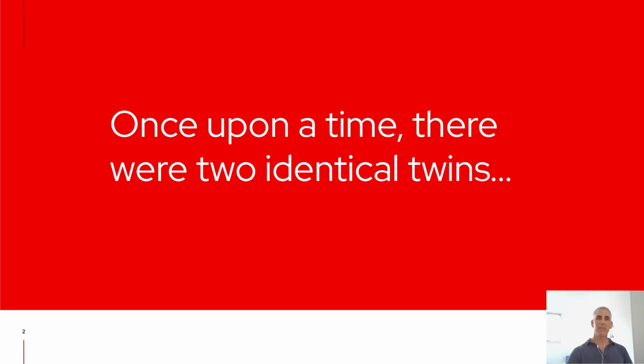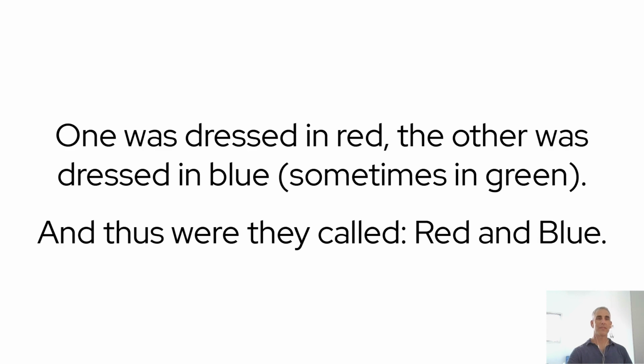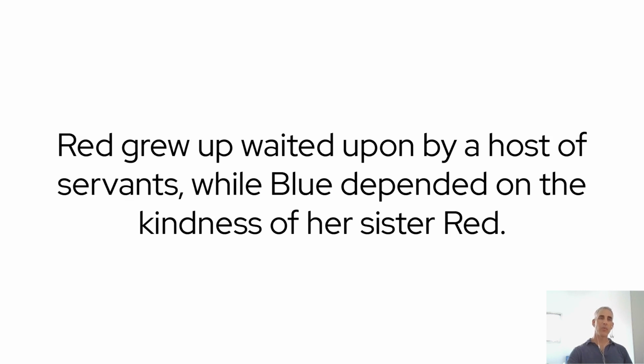Once upon a time, there were two identical twins. Separated at birth, they nonetheless remained close. One was dressed in red, the other was dressed in blue, sometimes in green, and thus were they called Red and Blue. Both Red and Blue were beloved by all those who knew them. Red grew up waited upon by a host of servants, while Blue depended on the kindness of her sister Red. Red shared her finery with Blue, when she remembered to.